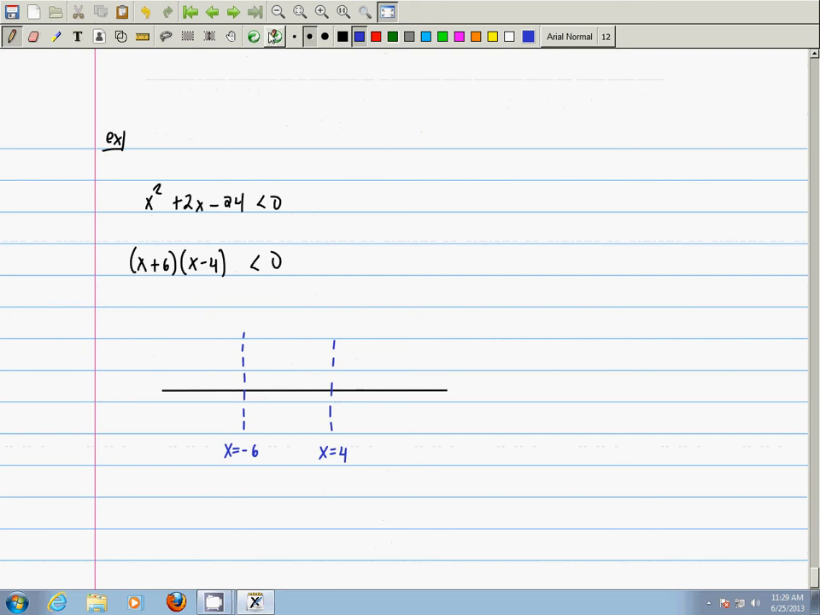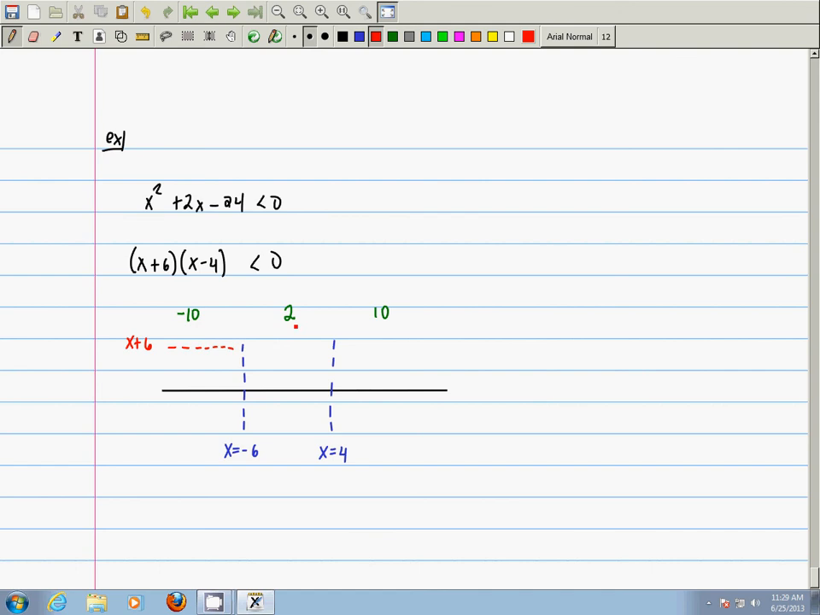Okay, now let's do the possibilities for x plus 6. What is a value to the left of negative 6? How about negative 10. Something between negative 6 and 4? 2, great. And something to the right of 4? 10, excellent. If you plug negative 10 into x plus 6, what do you get? Something negative.